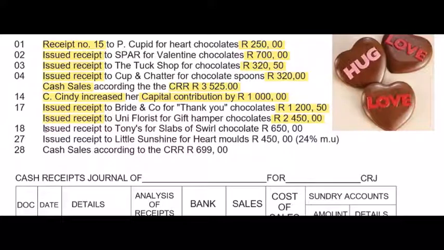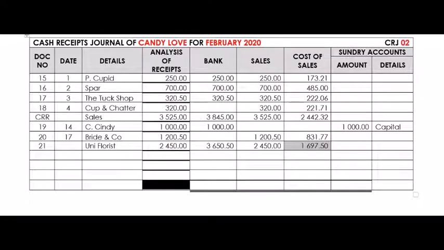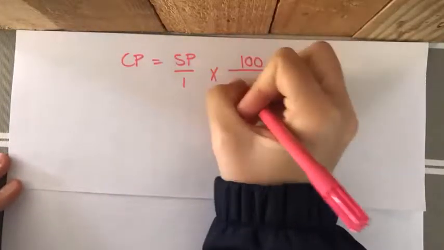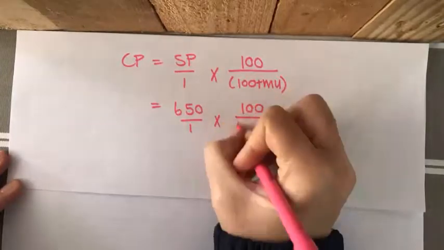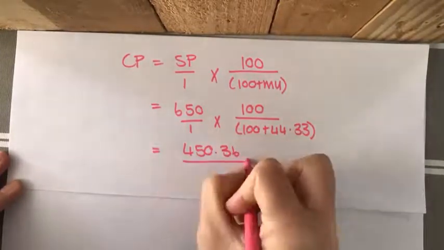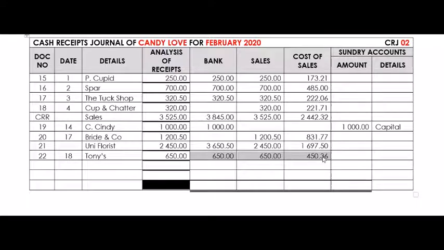Then on the 18th, we issued a receipt to Tony's for slabs of swirled chocolate, 650 Rand. So it's another receipt, receipt number 22, on the 18th to Tony's, who paid us 650 Rand. It was the only transaction for the day, so we can bank immediately. It was for selling chocolate swirls, and you calculate the cost price. As 450 Rand and 36 cents.